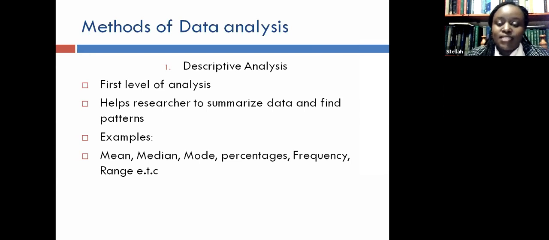Descriptive analysis is normally the first level of analysis that helps a researcher to summarize their data and to find patterns. So examples of descriptive analysis will be the mean, if I want to find out the average of my responses; the median, what are the mid values; the mode, which values tend to appear most times; the percentages, that is the proportions; and the frequencies, that is assigning numbers to your responses.